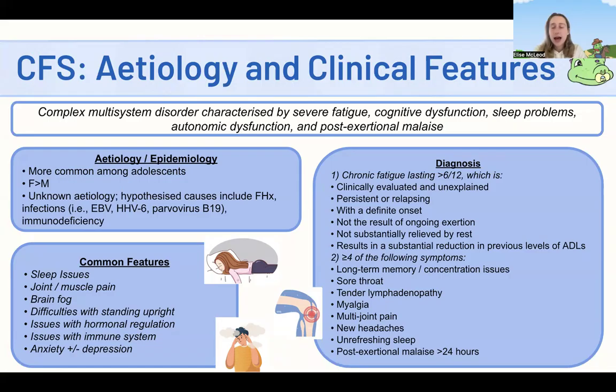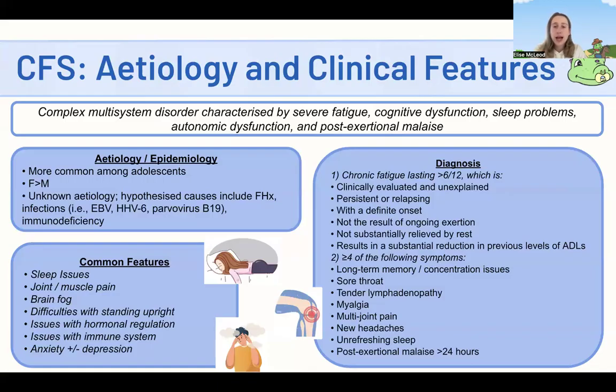It's more common in adolescents than younger children and more common in females than males. The diagnosis involves chronic fatigue lasting more than 6 months, which is investigated, but there's no clinical explanation for it. It's very persistent or it relapses. There was a definite onset.